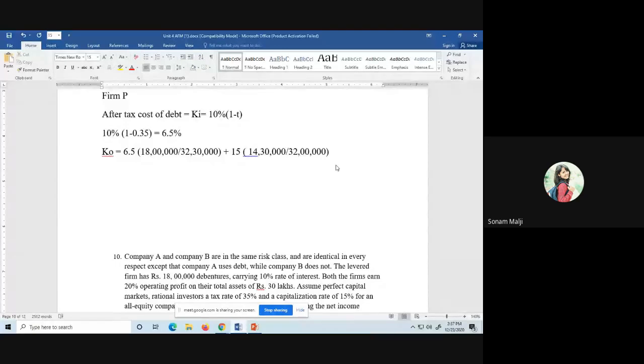3.62. Just a second. 3.62 we get for debt plus equity 14,30,000. First you should find the weightage. 14,30,000 divided by 32,30,000. Sorry, here I should take 30,000.